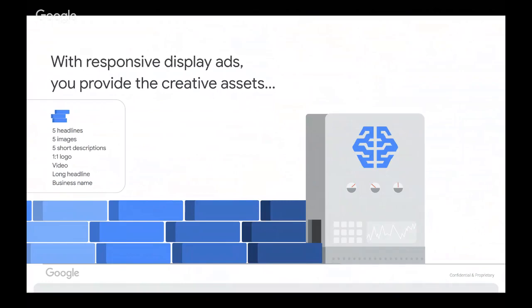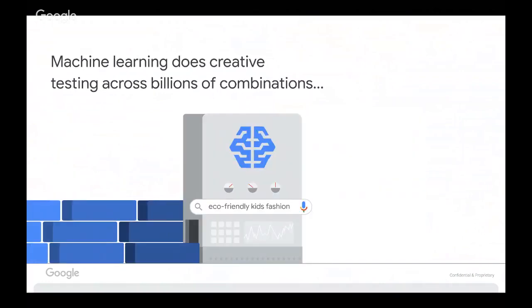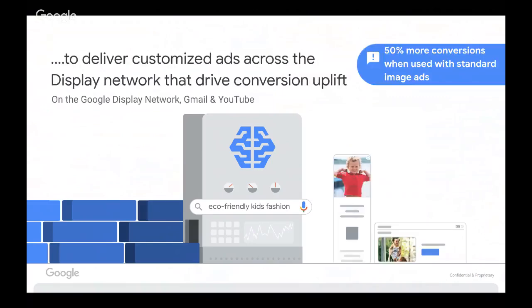editor tool. Then once again, machine learning does all of the heavy lifting to carry out the creative testing across billions of different combinations. So the machine learning uses your historical performance data to carry out these creative A/B tests for your business and selects assets based on user predictions built from your performance history. And then in turn, this delivers customized ads across the display network that drive conversion uplift.